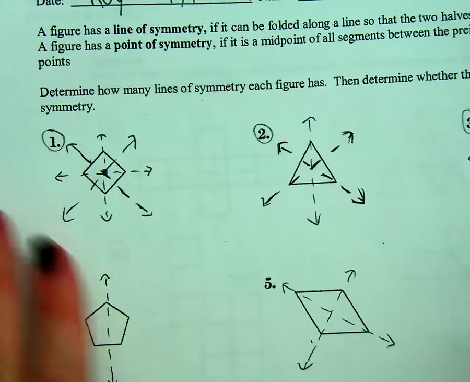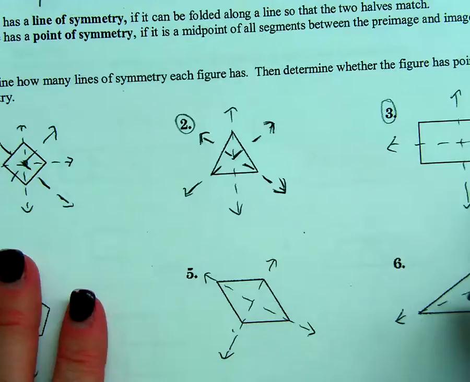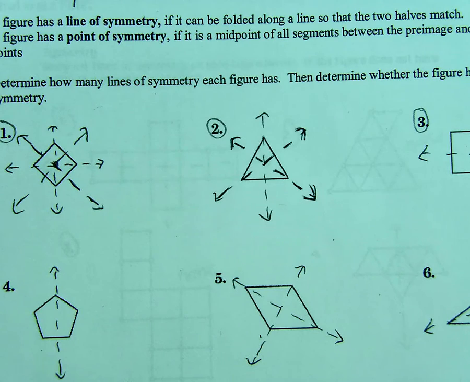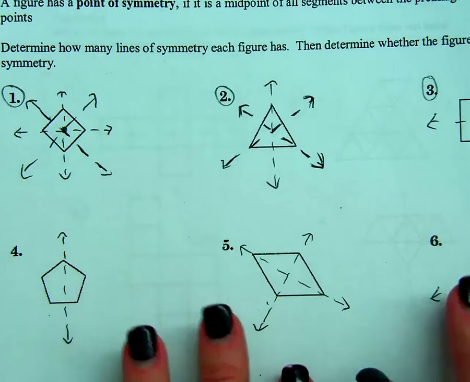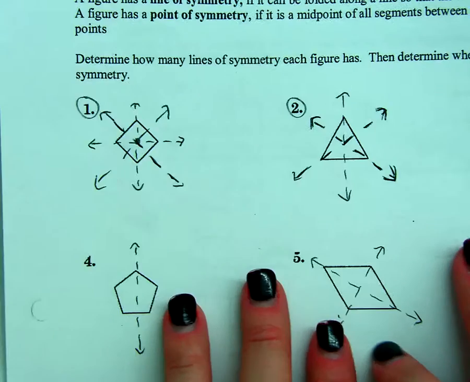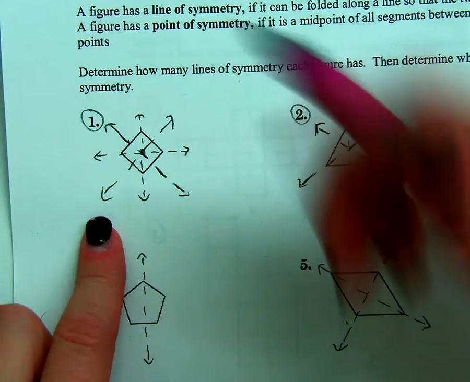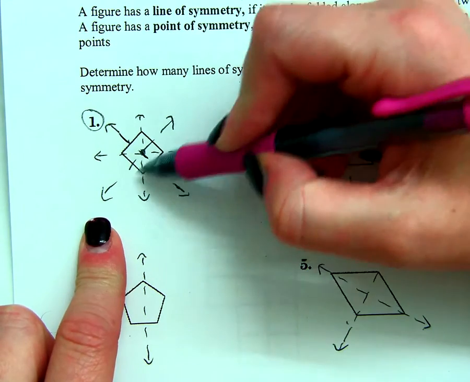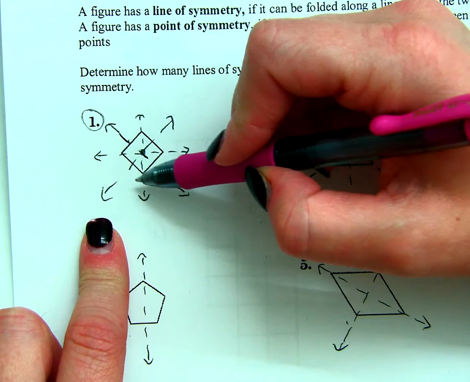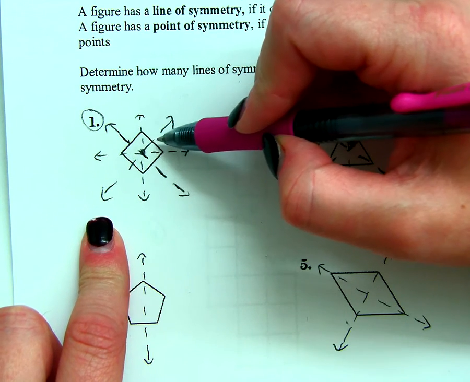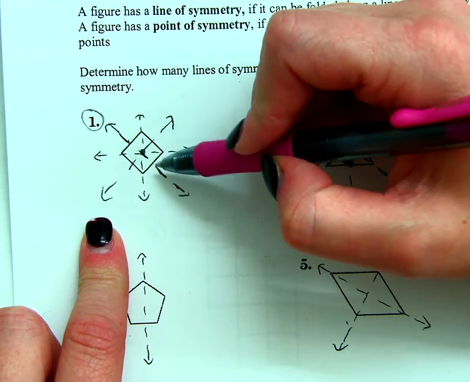Now, we needed to do some lines of symmetry for class yesterday. If at any time you need to pause or rewind the video, please do so. I want to make sure that these are correct. For number 1, you have 1, 2, 3, 4 lines of symmetry. It is a perfect square, so you can fold it 4 different ways.